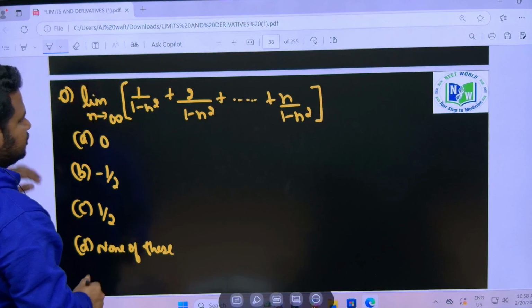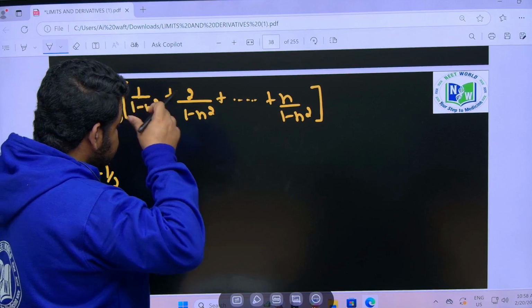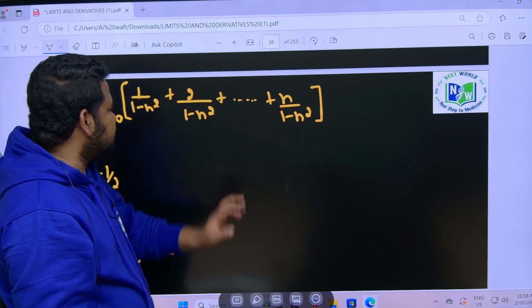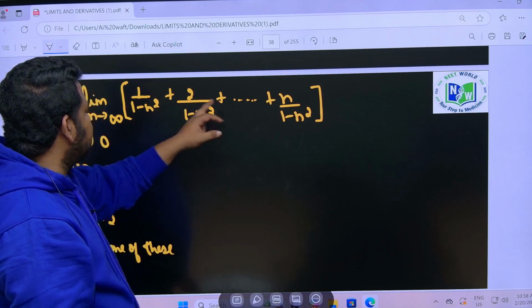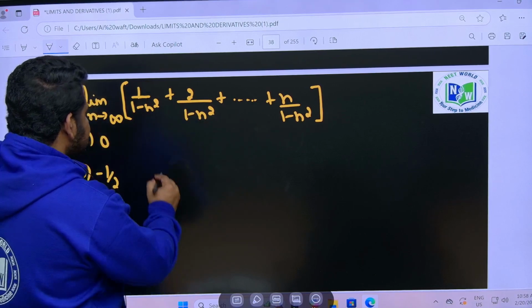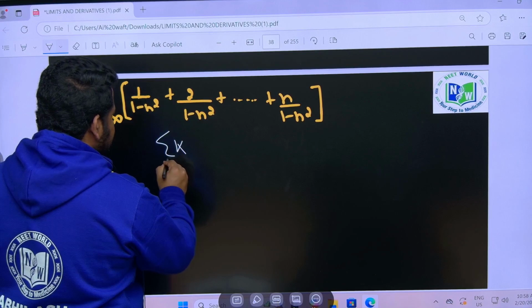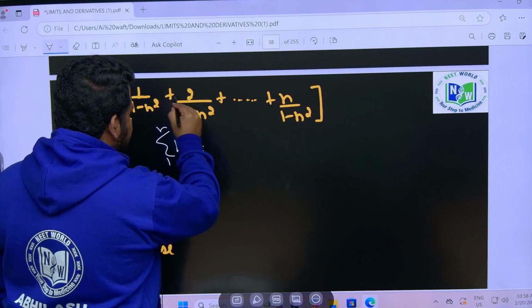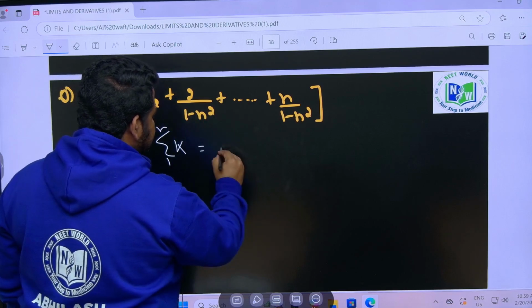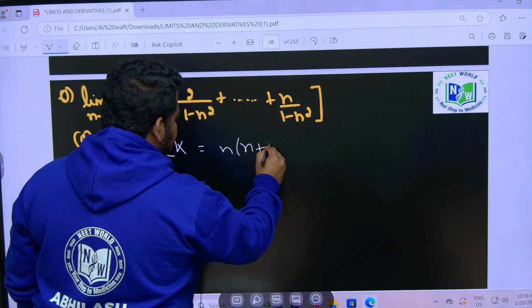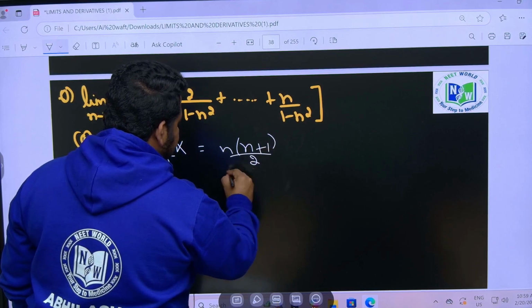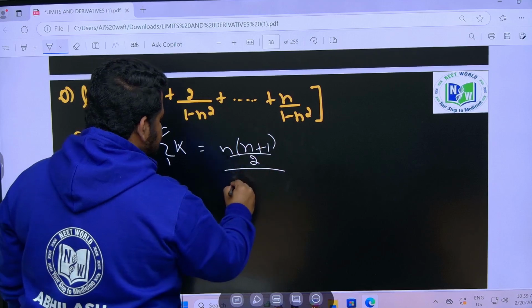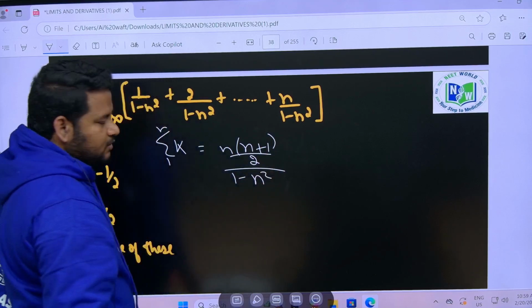Now have a look at this question, friends. The denominator is the same. What about the numerator? The numerator is nothing but the summation of k, where k is 1 to n. That is 1 plus 2 plus up to n, which will be n into n plus 1 by 2. So we have n into n plus 1 by 2 divided by 1 minus n square.